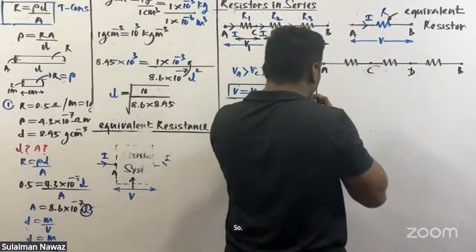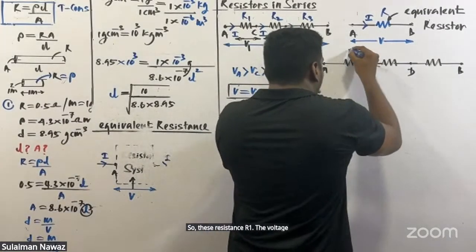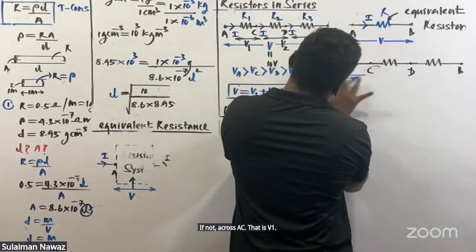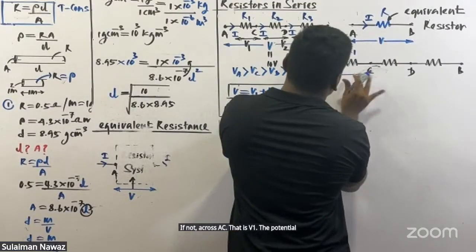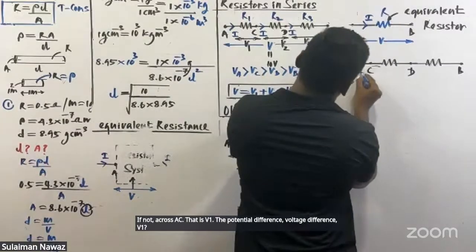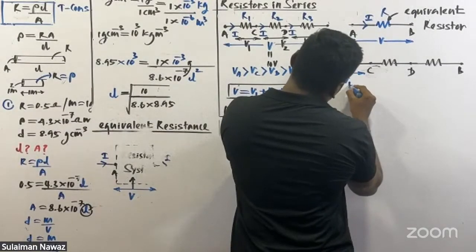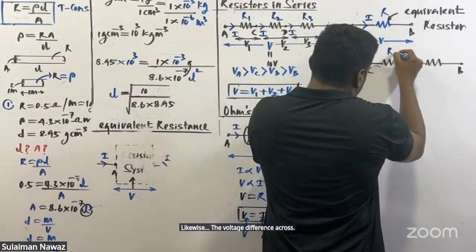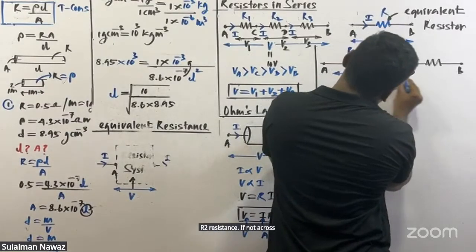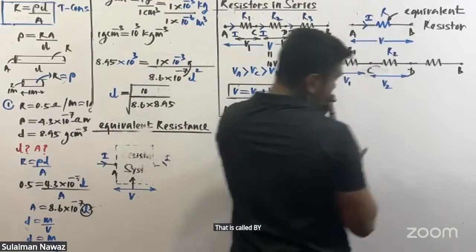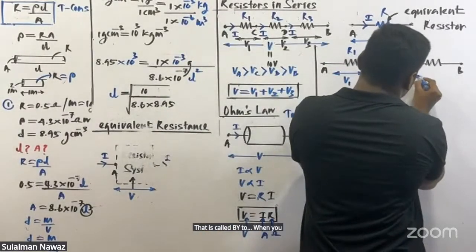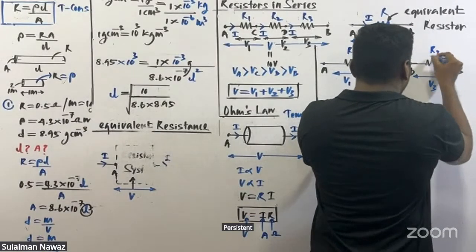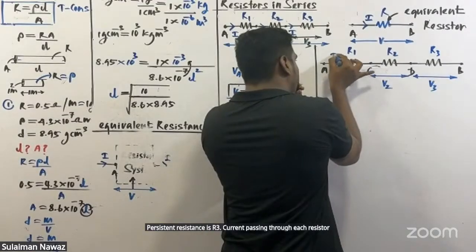So across resistance R1, the voltage difference across AC is V1. Likewise, the voltage difference across R2 resistance, across CD, is V2. When you consider point D and point B, the voltage difference is V3, and the resistance is R3. The current passing through each resistor is capital I.